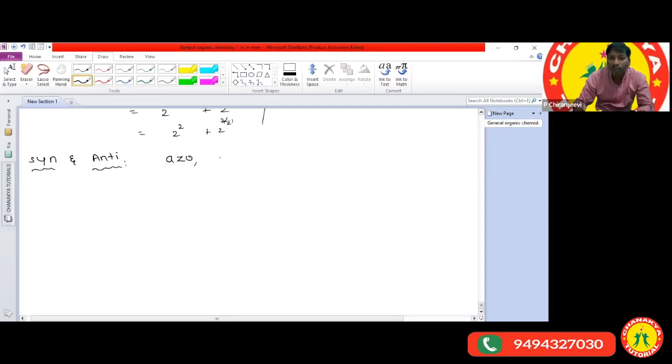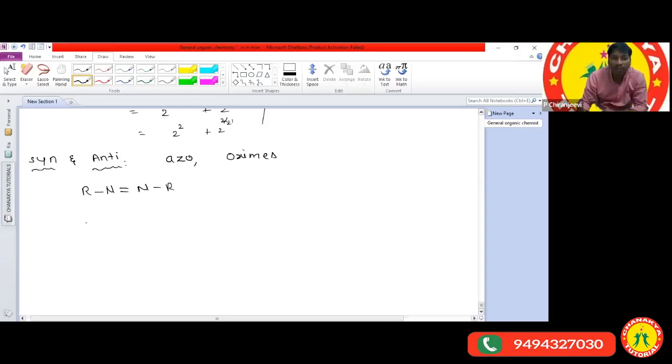Azo compounds and oximes exhibit syn and anti isomers. Azo compounds are compounds which contain an N double bond N. The general formula of the azo compounds is R-N double bond N-R. Now let us see, syn is nothing but the same side of the double bond.